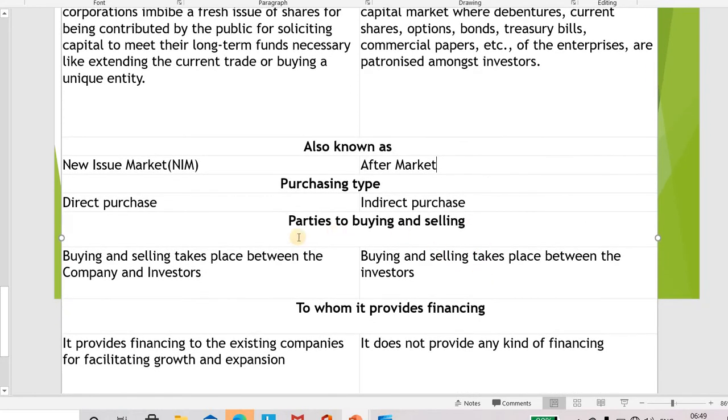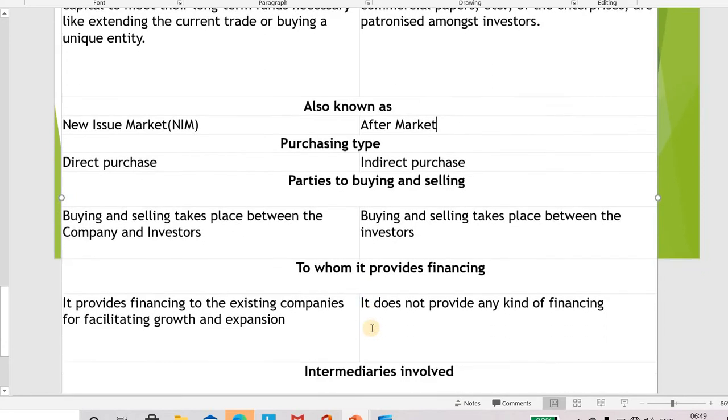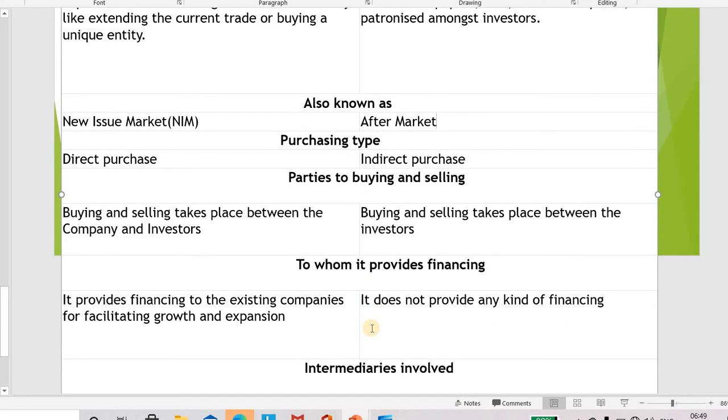Then, parties to buying and selling. Buying and selling take place between the company and investors in the primary market. Buying and selling take place in the secondary market between the investors. Means in the primary market the company has a role. It provides financing to existing companies for facilitating growth and expansion. Means through the sale of securities, they can expand their business or company.